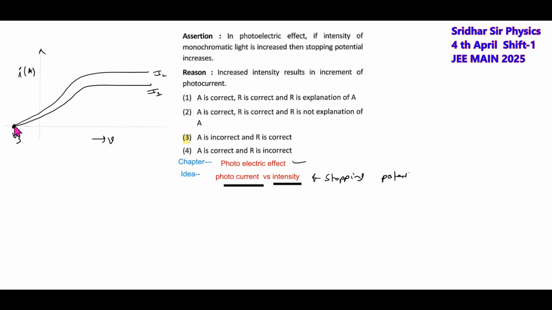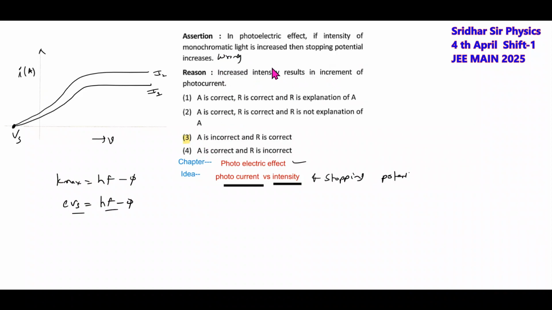Stopping potential depends on the frequency. If you change the intensity, the number of photons will change, the energy of a photon will not change, so the stopping potential will remain the same. K max equal to hf minus work function. K max equal to eVs. Okay, stopping potential depends on frequency, doesn't depend on the intensity. As you change the intensity, the saturation current will change, but the stopping potential will be the same. So this is a wrong thing.